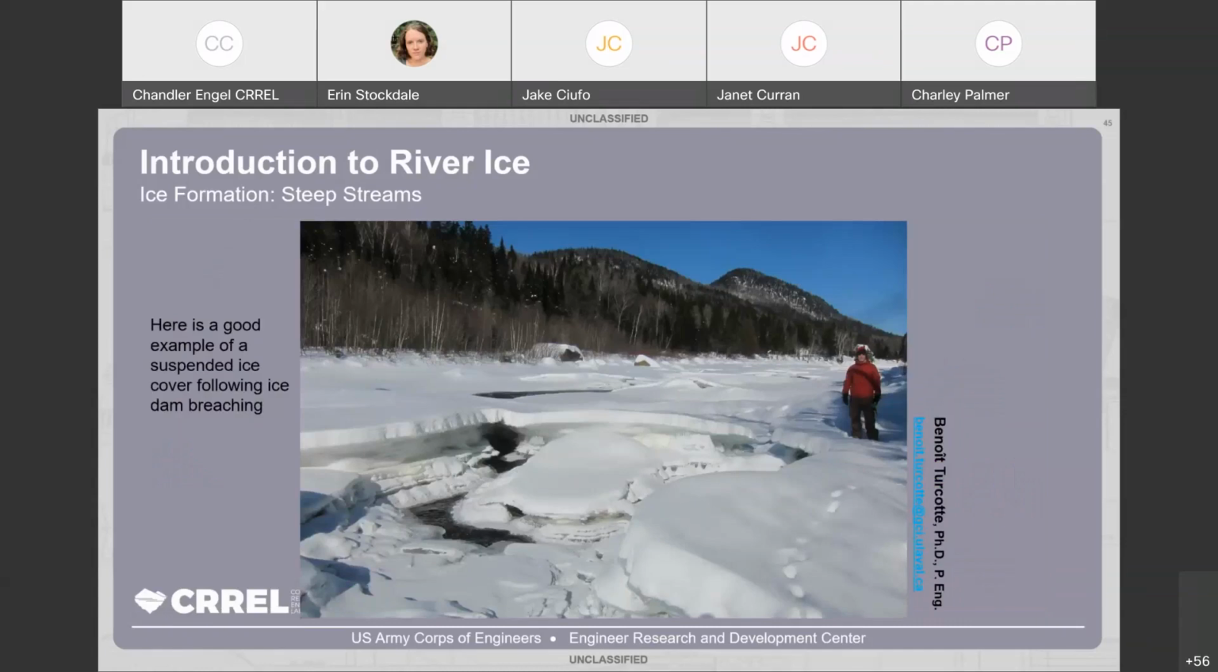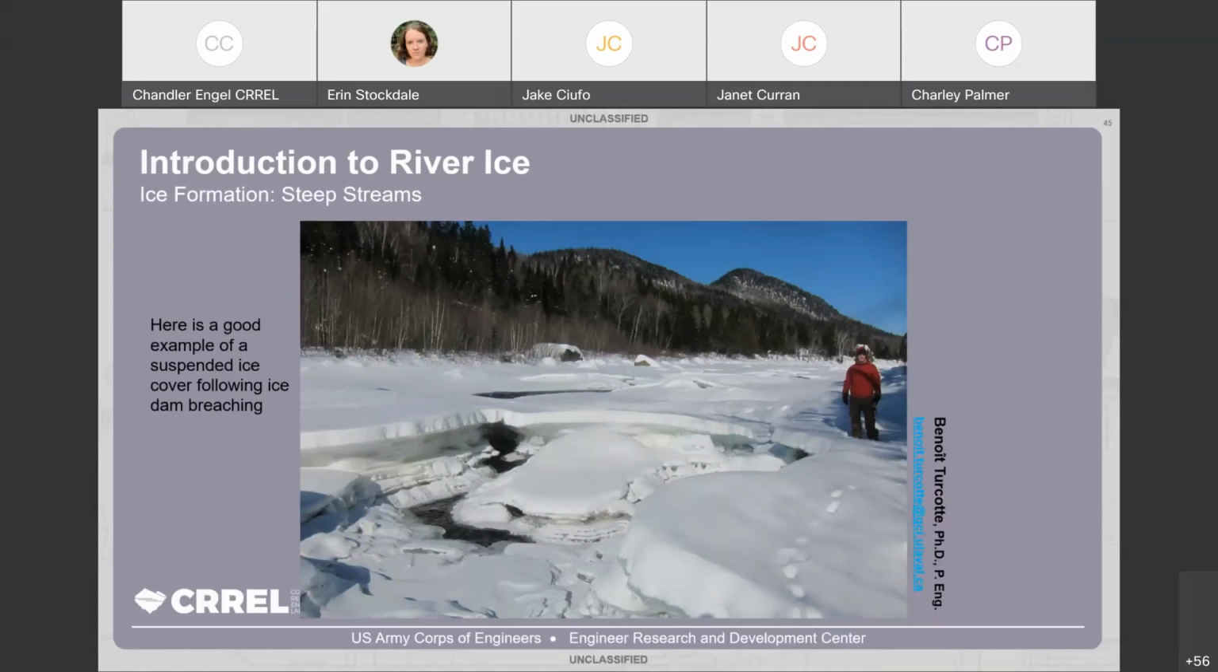An example of that, this is just a figure showing a collapse and partially suspended ice cover following the breach of ice dams under the ice cover. So this is a really common process that a lot of you have probably seen on steeper mountain streams, where you have this kind of perched ice cover and then the stream flowing at the bottom. And it's not because there's a lot of flow, it's because there was ice buildup and ice formation, and then the thermal processes changed and the ice cover collapsed.